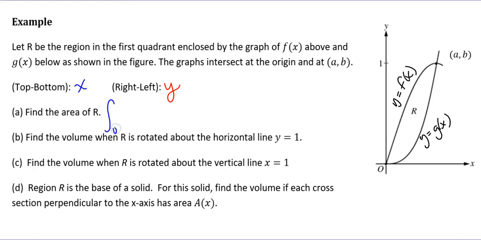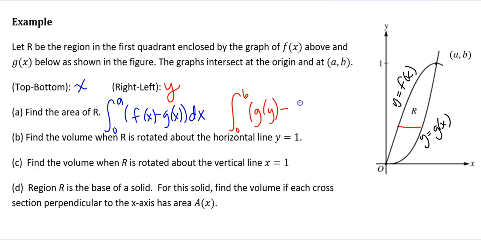So from x equals 0 to x equals a, of top minus bottom, so that would be f of x minus g of x dx. Or we could go integral using our y values, so from y equals 0 to y equals b of right minus left, so that would be g of y minus f of y dy.